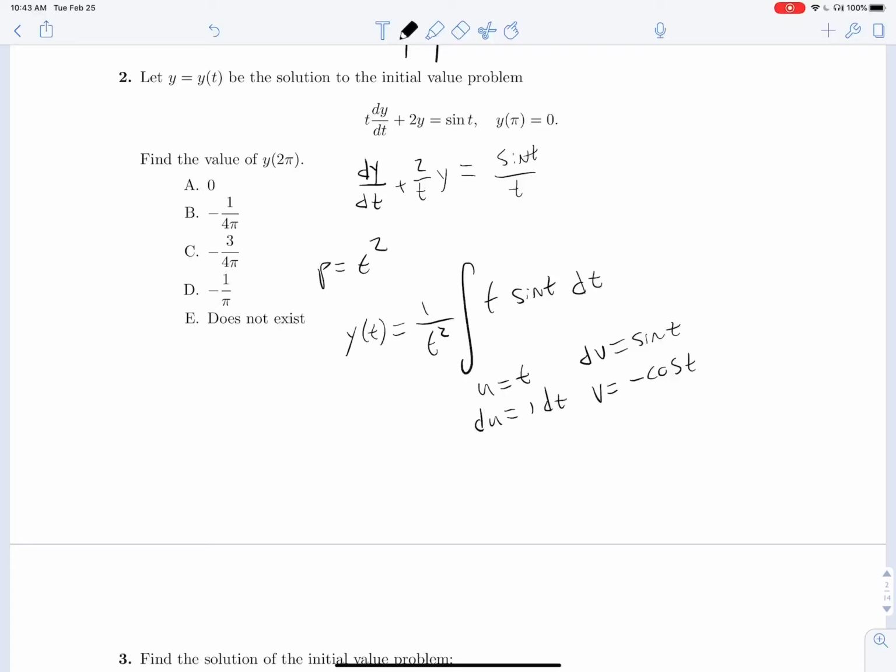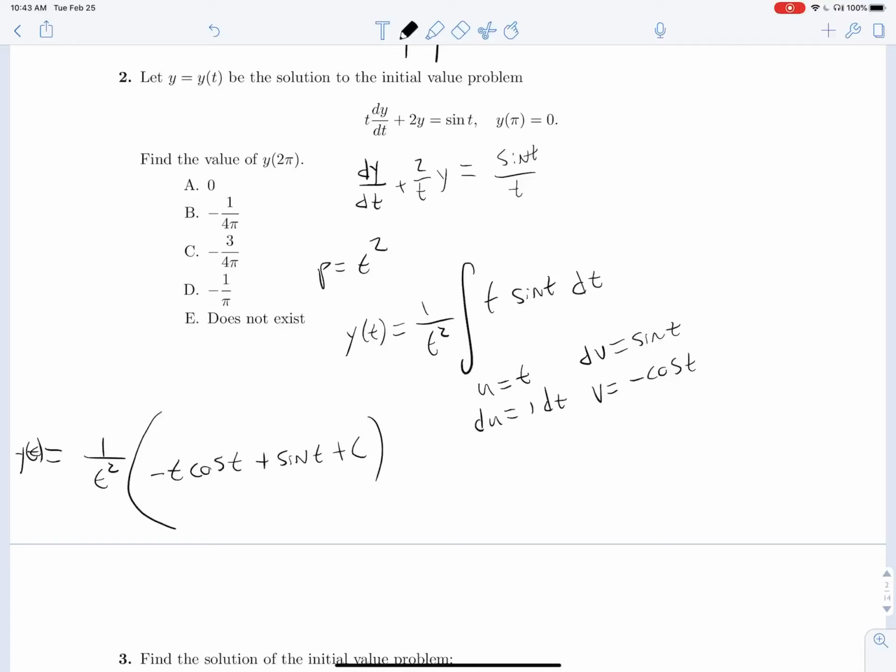And so this will simplify down to 1 over t squared times uv, so negative t cosine t, minus the integral of v du, so negative cosine t dt. These two will cancel out. The integral of cosine is sine, so we have plus sine t plus c. And all of this is equal to y of t.